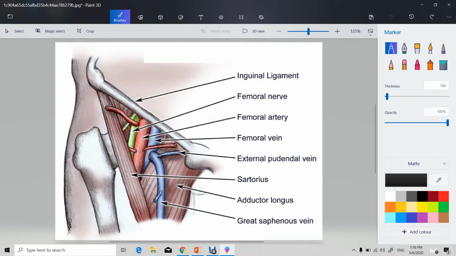The femoral triangle basically consists of three borders: the superior border, the lateral border, and the medial border. The superior border is formed by the inguinal ligament. This inguinal ligament extends from the anterior superior iliac spine and attaches to the pubic tubercle.